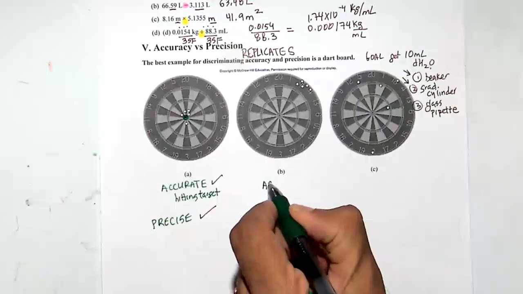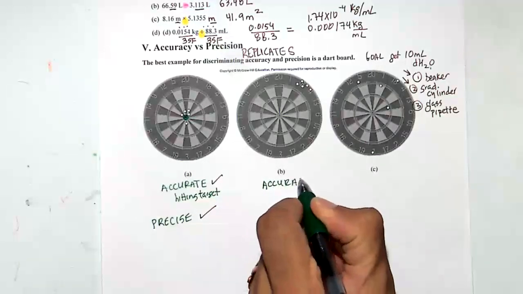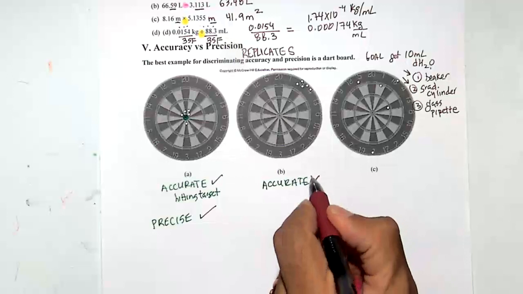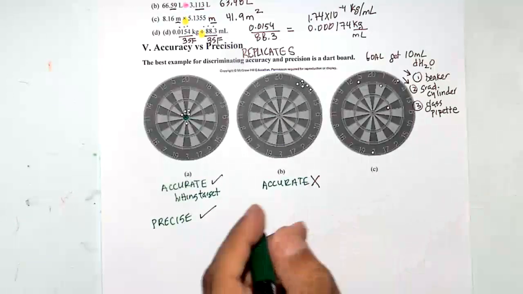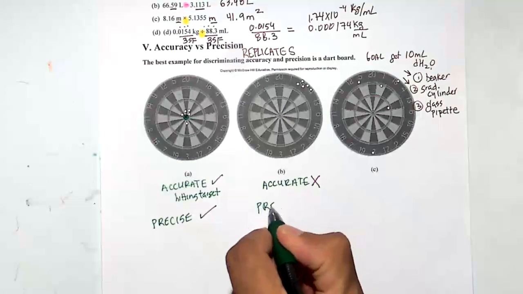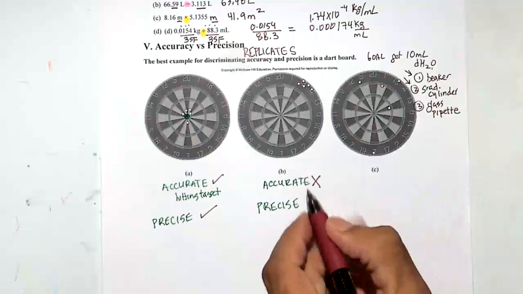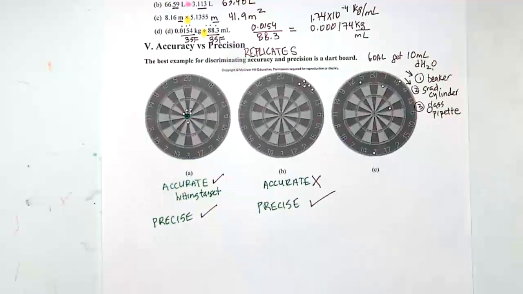What about this one? Are we accurate here? Okay, we are not accurate, okay? But consistent. But consistent, so we are precise. Very good. Consistently wrong. Okay, but we are at least consistent. Hey, that counts for something, right?